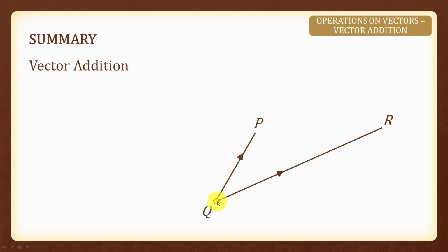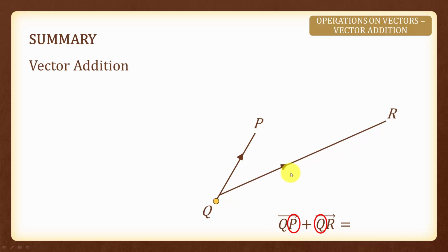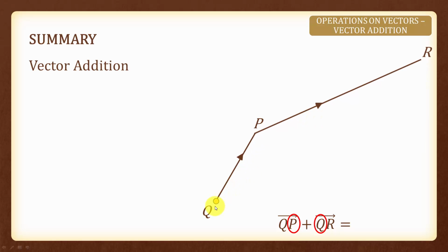Now, how do we add vector QP with vector QR? You notice that it is not a continuous path. To recall, vectors have magnitude and direction, and the position is not important. Therefore, we can shift this vector upwards in order to form a continuous path now, which is QP plus PR. And the resultant vector will be QR.